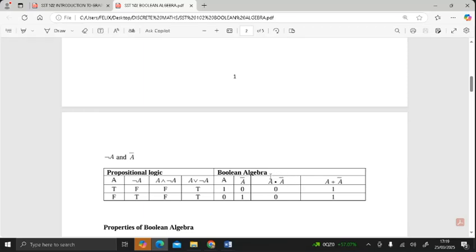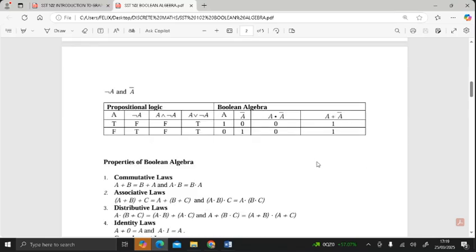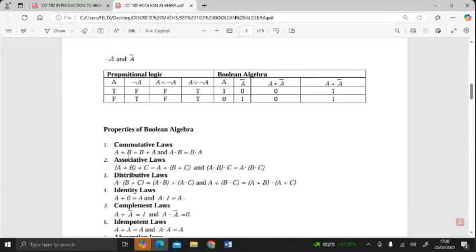So you can see that there is a similarity between and and conjunction, and or and disjunction. Because of that, even the properties of Boolean algebra are similar to the properties of propositional logic. There are quite a number of properties. One of them is A disjunction B is no different from B disjunction A. It doesn't matter the order in which we present the propositions. These are what we call commutative laws.